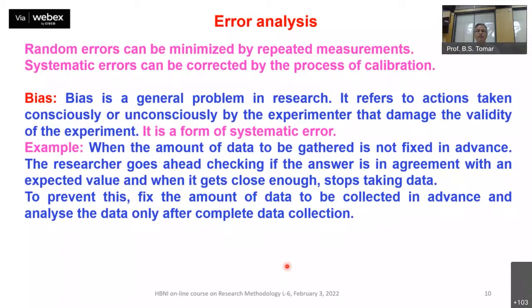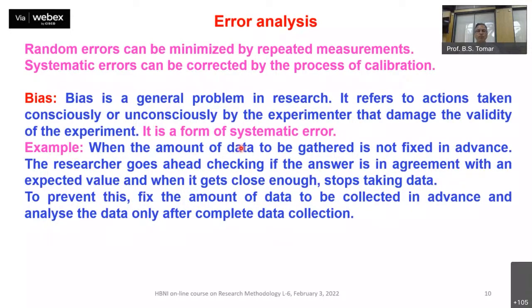You can correct them by the process of calibration of your instruments. And then third is the bias. The bias is a general problem in research. Many a times, we have certain preset notion that this is how things should come about, and you are guided by that. So the bias refers to actions taken consciously or unconsciously by the experimenter that damage the validity of the experiment. So it introduces a systematic error in your data.